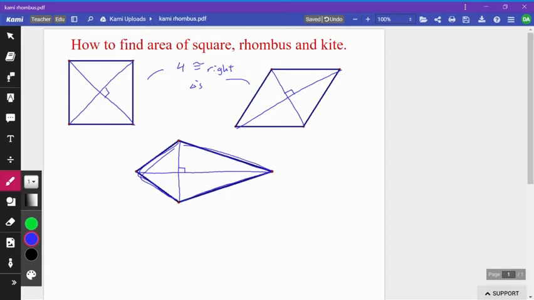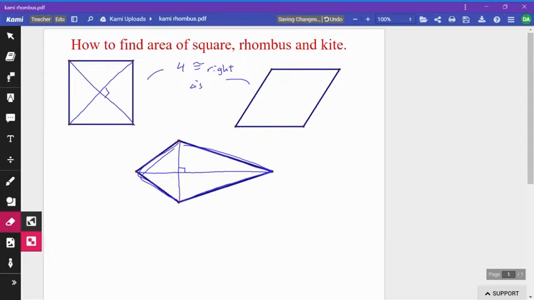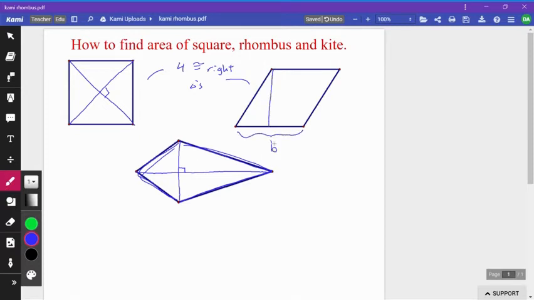So what I got to remember is that there's more ways than just base times height when we are finding the area of these shapes, because I'm not always going to be given the base and the height in order to find this. Sometimes I'm going to be given information about the diagonals.